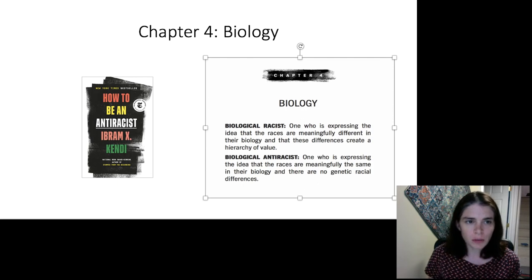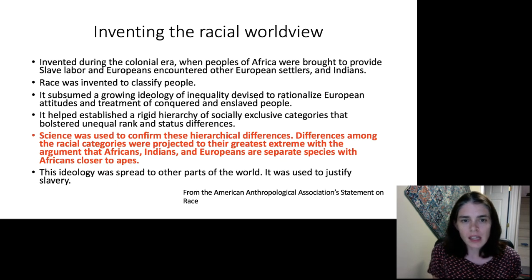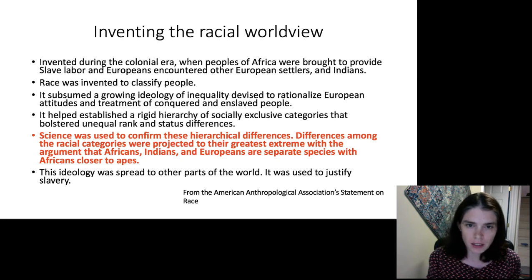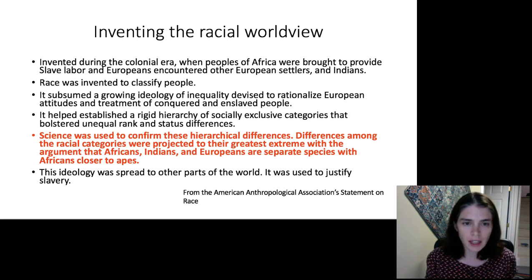So the first thing that's really important in thinking about race is the way that this worldview was actually invented. And it's not an occurrence throughout history, throughout time. It's something that was invented for a very specific purpose and during colonialism. So racism was invented during the colonial era when peoples of Africa were brought to provide slave labor and Europeans encountered other European settlers and Indians. Race was invented to classify people. It subsumed a growing ideology of inequality devised to rationalize European attitudes and treatment of conquered and enslaved people. It helped establish a rigid hierarchy of socially exclusive categories that bolstered unequal rank and status differences.